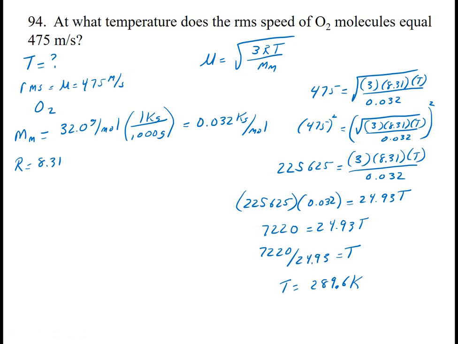All right. When we come back, we're going to start on effusion and do an example of effusion.